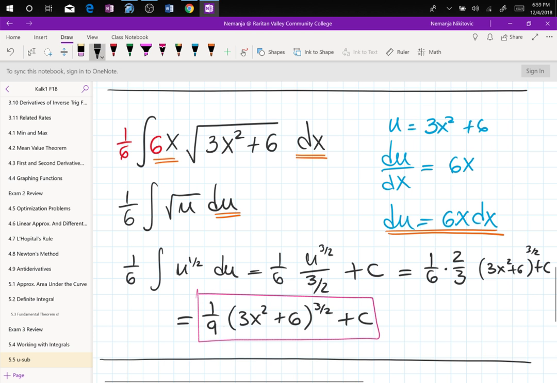What happened? You see how you get rid of the 1 over 6 and the square root of u du? How do you get rid of the x? This x? Yeah. It's a part of du. Okay. So it gets replaced as a block.